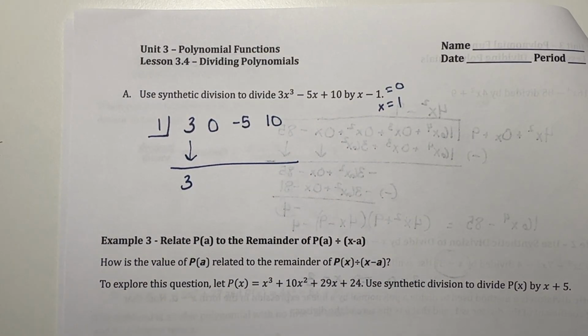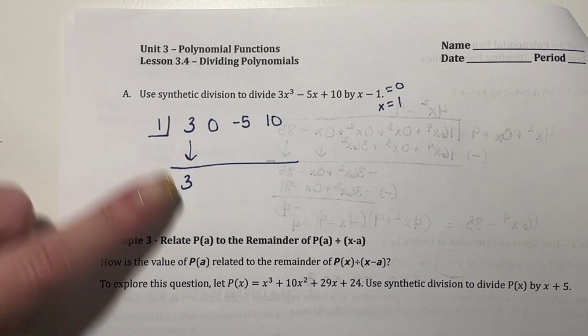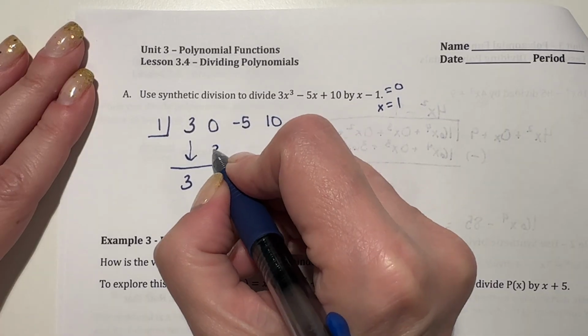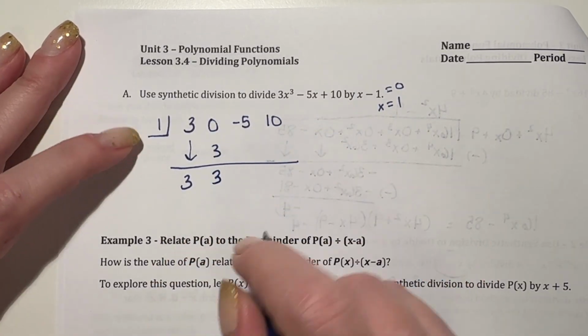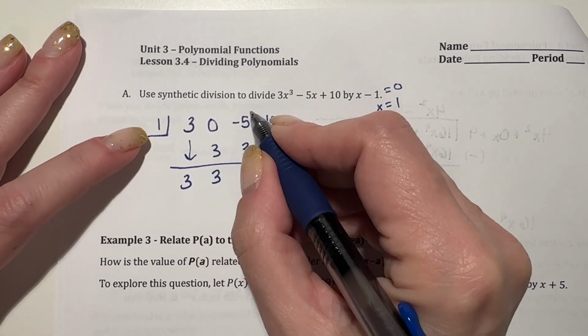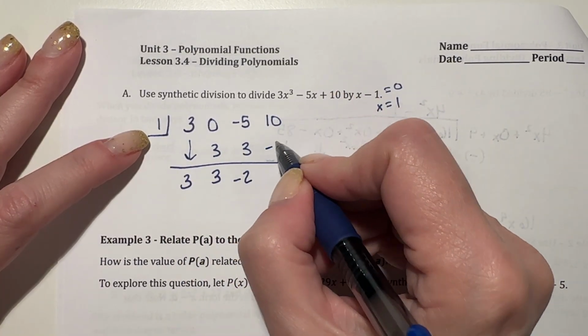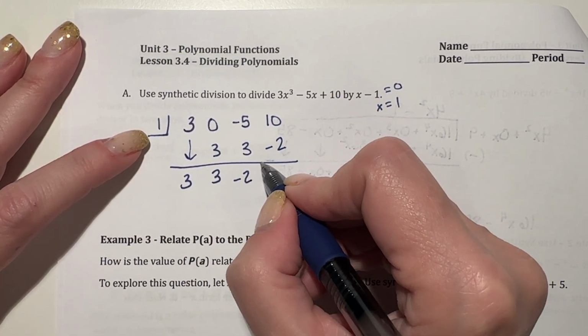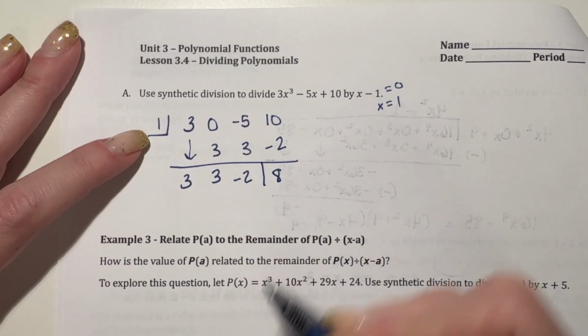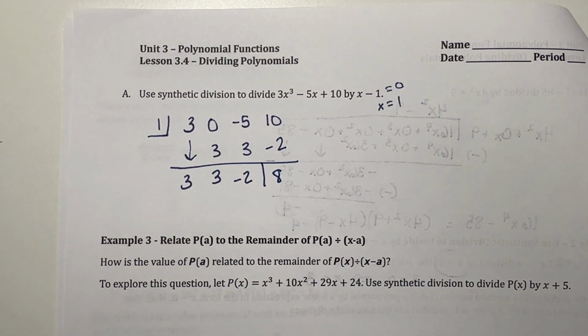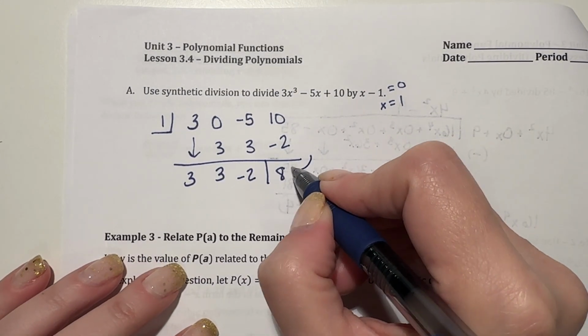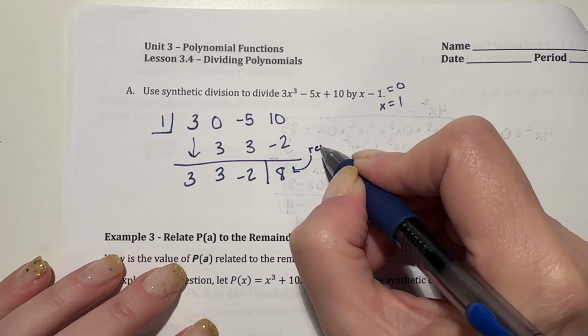Now, you're just going to be multiplying and adding. So 1 times 3 is 3, add. 1 times 3 is 3, add. 1 times -2 is -2, add. So this guy right here, that's my remainder.